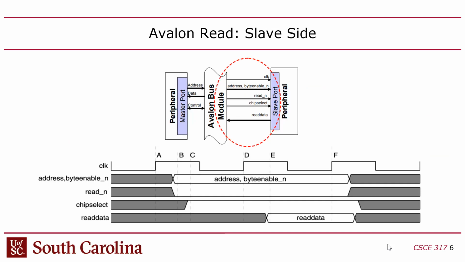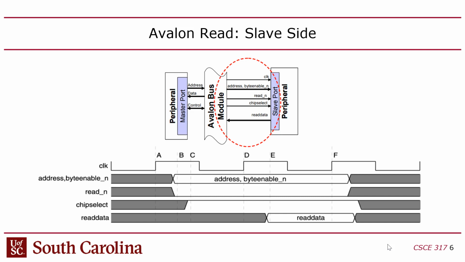Okay, so here's an example timing diagram then for a read. If we're designing a slave peripheral, which is what we're going to do in lab 3, you're going to sit there and wait for chip select, basically. So chip select is active high. When that goes high, you're going to see an address.